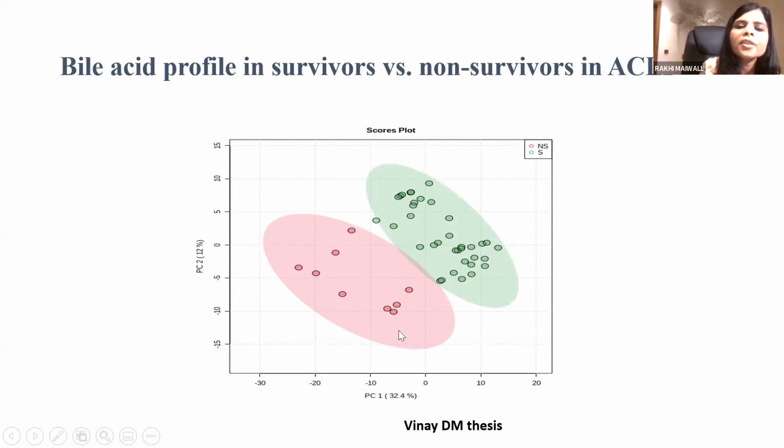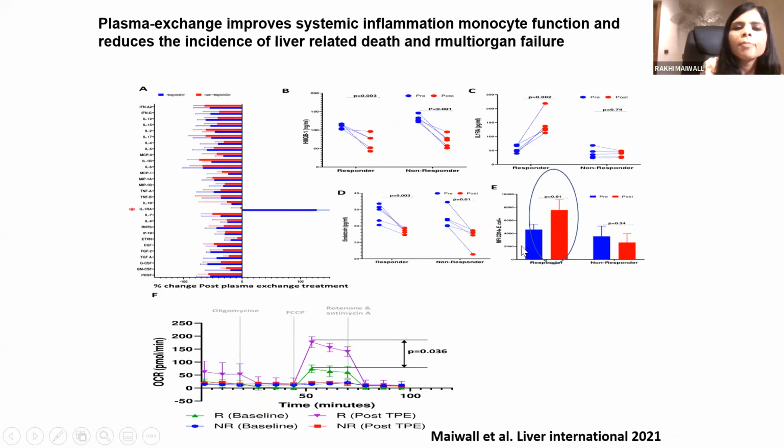So we need to do more research, and this is some of the metabolomics data of patients who underwent plasma exchange, and these are the survivors as compared to the non-survivors. And we can see here that the type of bile acid was also clearly different. So it is not just the number, it is also the type. And plasma exchange, even though it clears all these inflammatory cytokines, it is not that everybody responds.